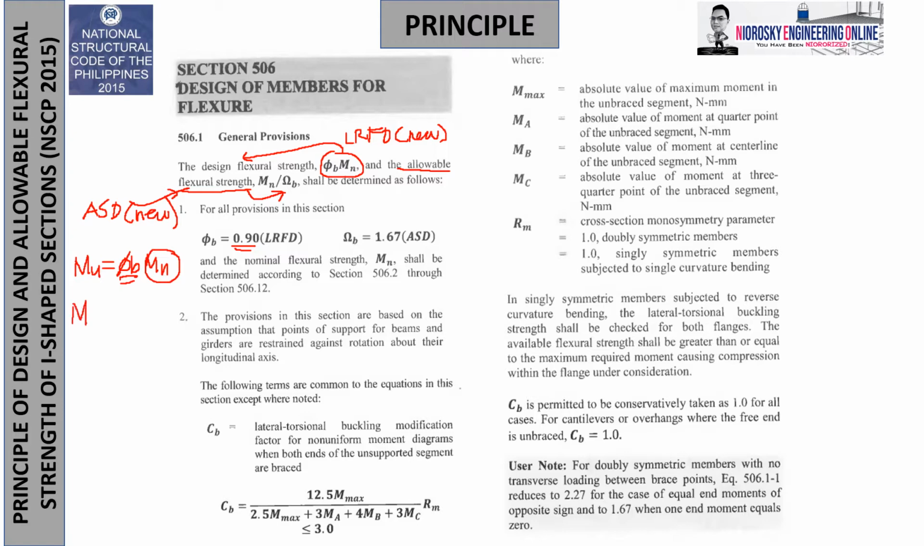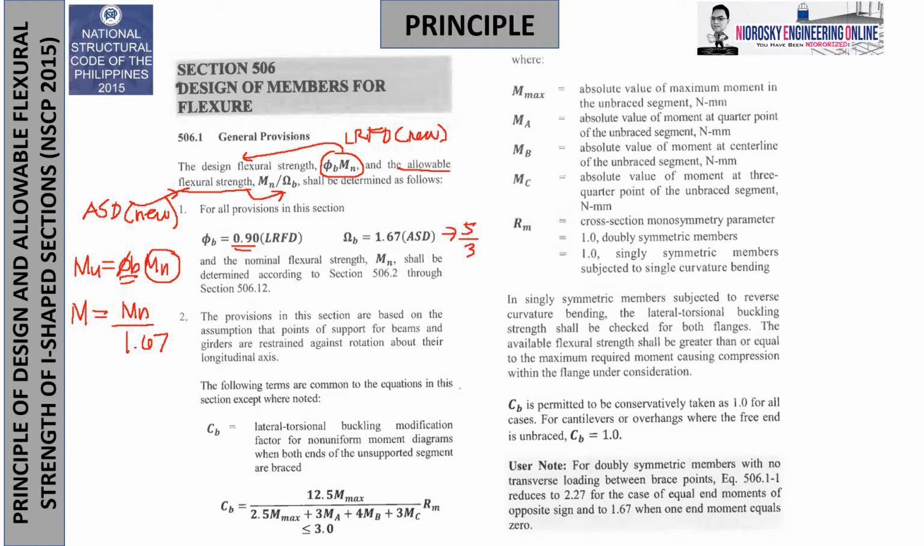Now, for capacity which is under ASD, which is Mn over omega B, ang omega B natin is 1.67. So, usually, this is around 3 halves, I think. Rather, it's 4/3. No, 1.67, ano nga ba yung 1.67? Anyway, it's 5/3, I suppose. Yes, it's 5/3. So, this is around the 5/3 constant.